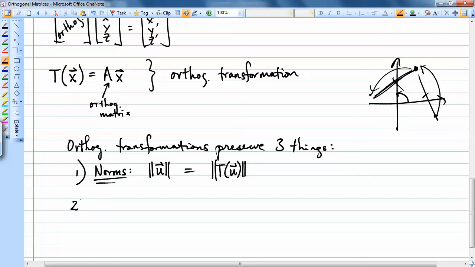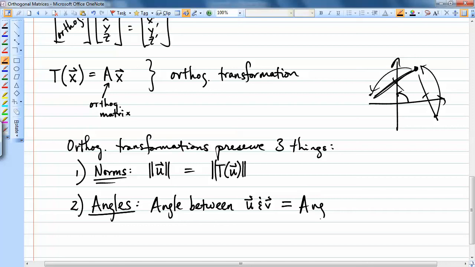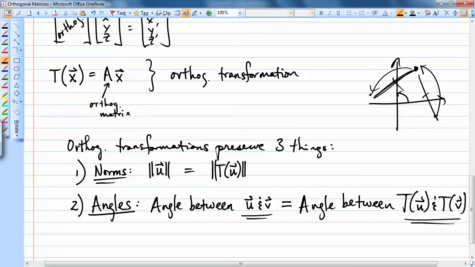The angles are going to be the same. So it preserves angles. That means the angle between two vectors u and v is still the same as the angle between T of u and T of v. So I've got my original vectors in whatever world I'm working in, and then I turn them into this transformed version. Whatever angle was between them originally is still between them.